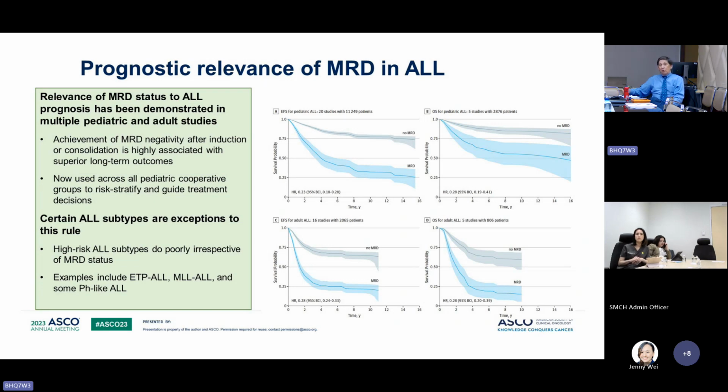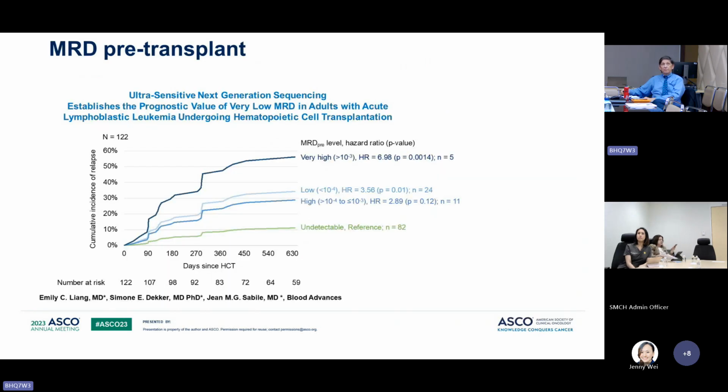And what we now also know is it doesn't matter what type of ALL you have. If you're MRD positive at the end of treatment, it's very likely you're going to fail. So those are patients that you don't stop treatment for. After induction, after whole courses, when they're in maintenance, if we see MRD positive, we'll often reinduce them with treatment. What do we know from transplant?